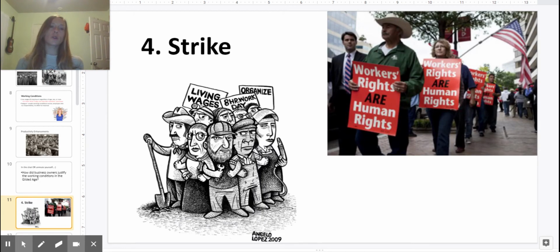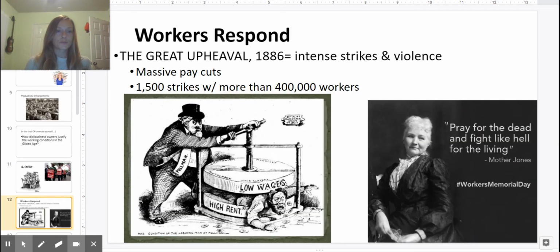And so workers are going to find ways to fight back against these businesses. And so they are going to say, hey, these businesses, these factories, they can't run without us. And so they're going to organize and they're going to go on what is called a strike. And so a strike is when a group of workers refuse to work in order to put pressure on a business owner to change their policies. And so in the 1880s, there's going to be a series of strikes called the Great Upheaval. And even this goes into the 1890s and the early 1900s as well.